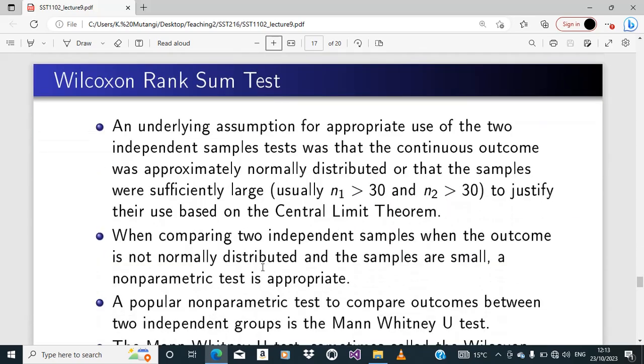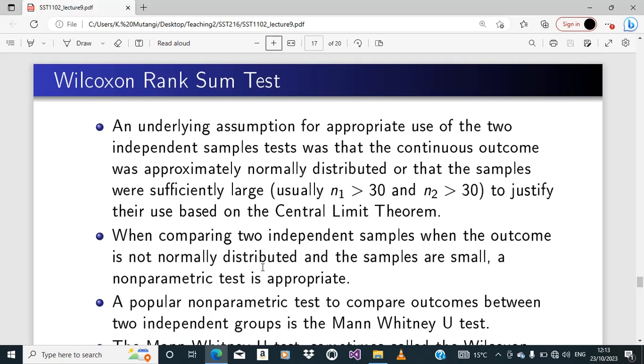The last thing that we are going to consider is the rank sum test. An underlying assumption for appropriate use of the 2 independent samples test was that the continuous outcome was approximately normally distributed, or that the samples were sufficiently large. When we're dealing with the independent samples t-test, we needed a very large sample, in that we assumed that the samples come from a normal population. Then when those assumptions are not holding, of course, we can resort to the Wilcoxon rank sum test.